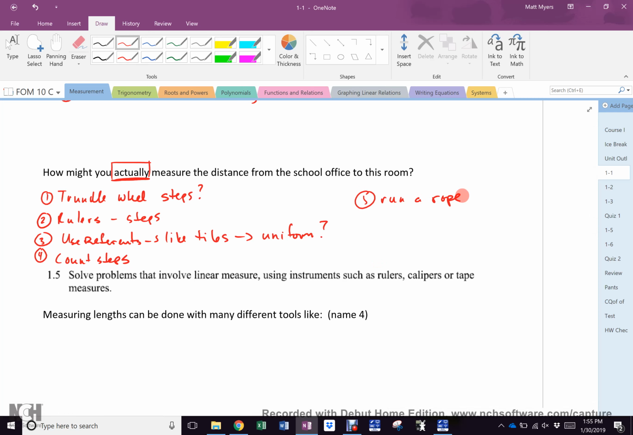Now, what if I take the word actually out of that equation? Sage, if you didn't have to actually do it, what would you do? Yeah, if actually is gone, you could use the blueprints. Because, of course, they did not build the school somewhere, take it apart and bring it here. They had a plan, and the plan was a scale drawing. Nice. Wow, you guys are so smart.